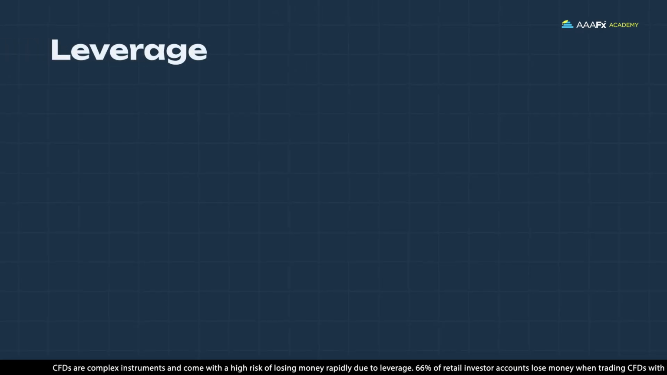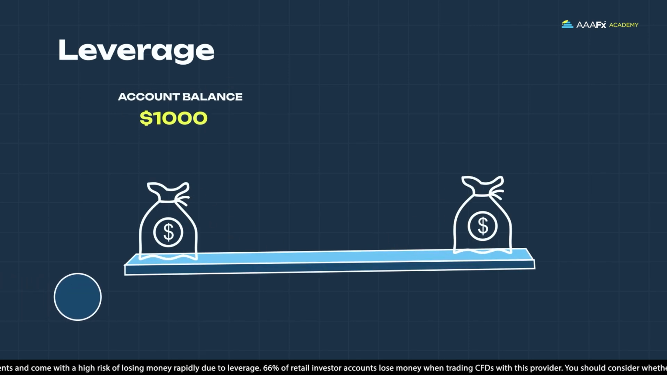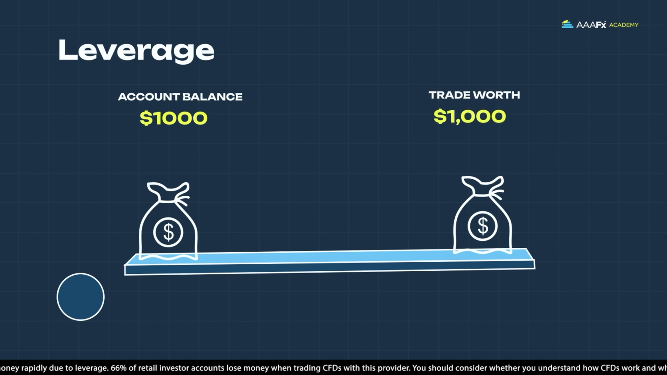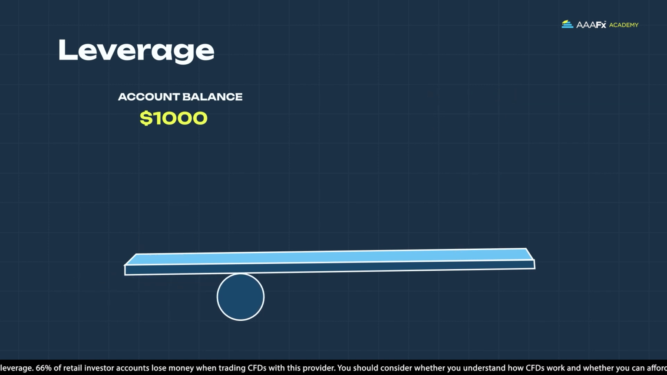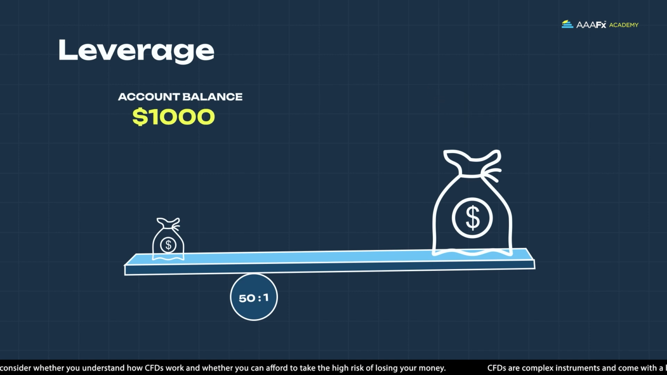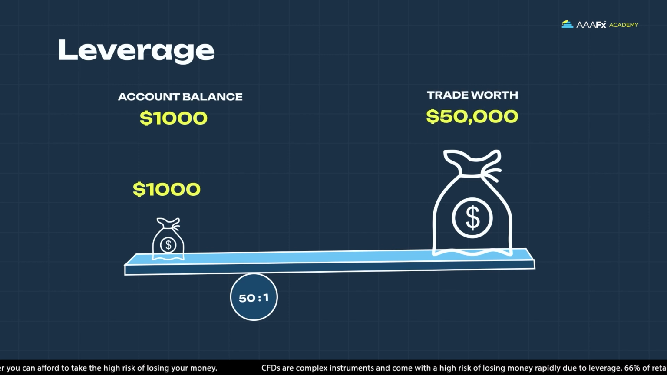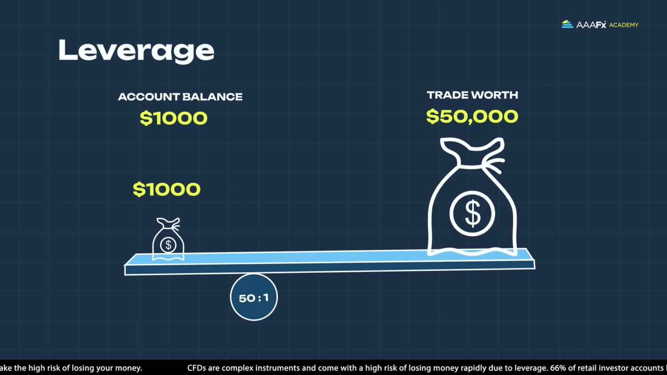Let's say you have $1,000 in your trading account. If you're not using leverage, you can only trade instruments worth $1,000. However, with leverage, your broker might offer a leverage of 50-1. This means for every $1 you have in your account, you can control a trade worth $50. So with your $1,000 and a 50-1 leverage, you can now trade a position size of $50,000, 50 times your capital.